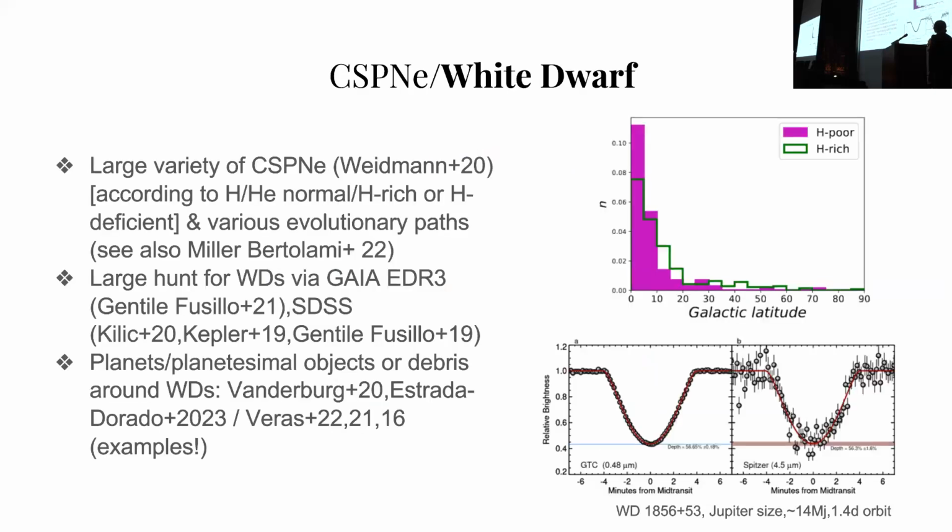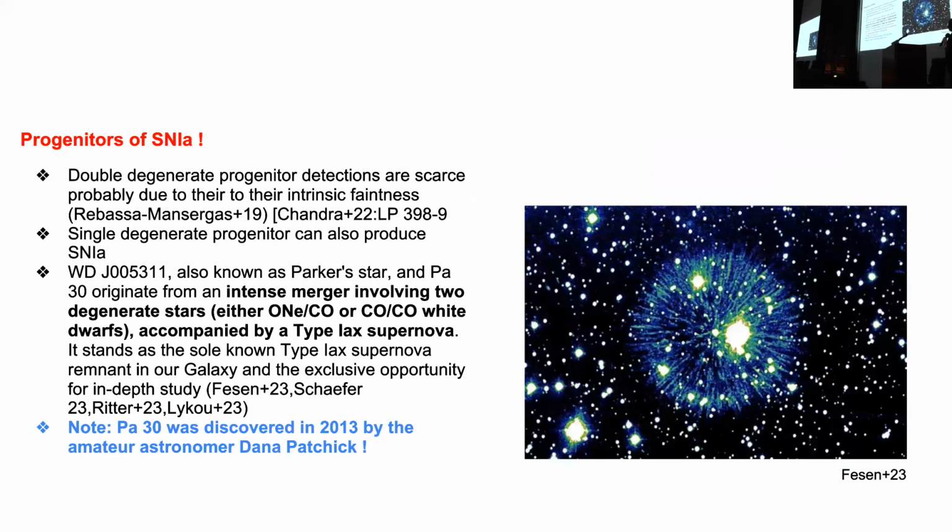I'm going to go quickly because I'm really out of time. White dwarfs in planetary nebulae: we have been working on this, but it's really another group of people working on that. There's a lot of variety of CSPN. There's a large amount of white dwarfs in Gaia and the SDSS, and the detection of planets around white dwarfs, so we have a detection of candidate planets in that case.